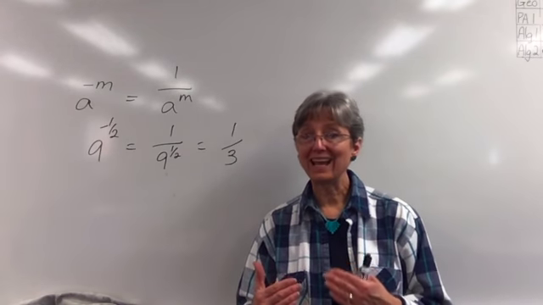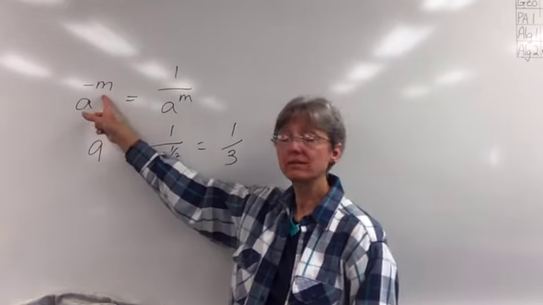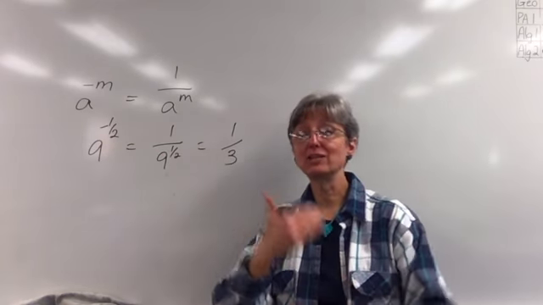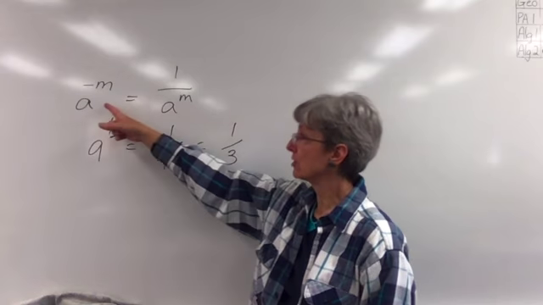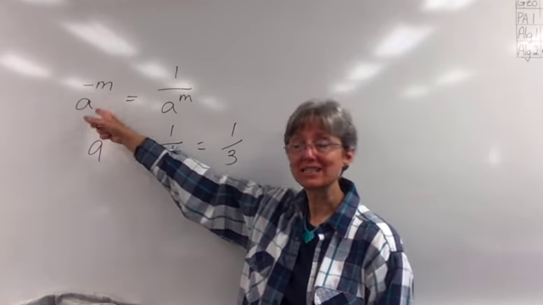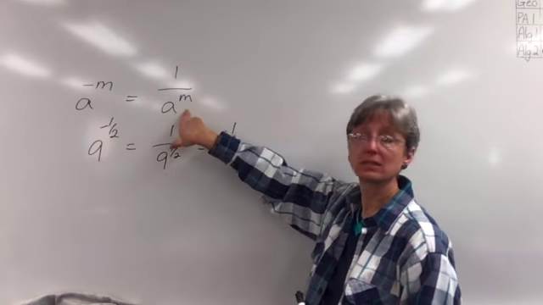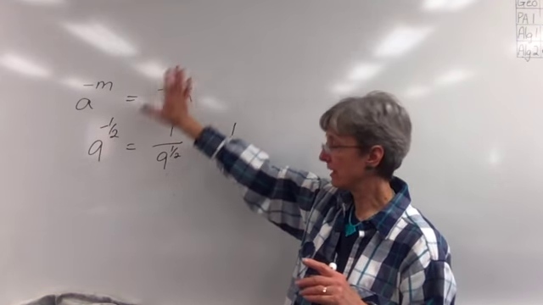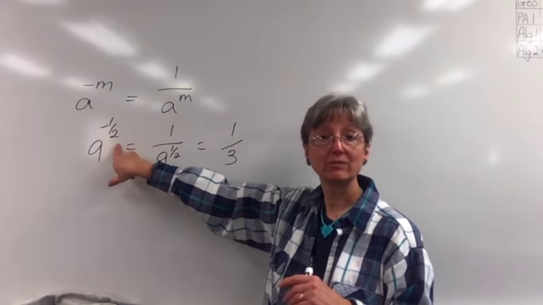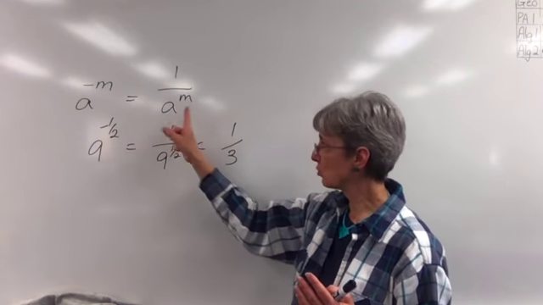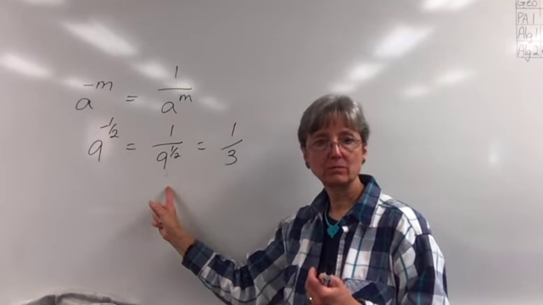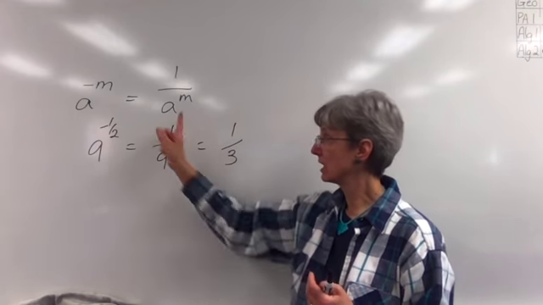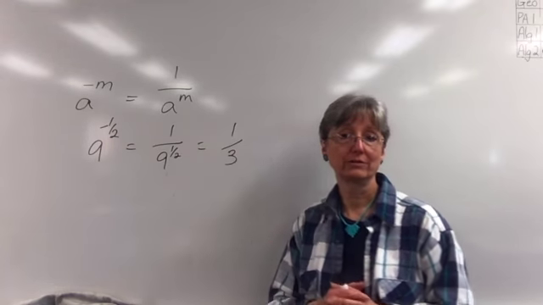Remember that when we have a negative exponent, the negative exponent is saying, help, help, I'm on the wrong side of the fraction bar, right? You need to invert it. So a to the power of negative m is the same as 1 over a to the power of m, and then the negative disappears. In a number, like if I have 9 to the power of negative 1/2, that means 1 over 9 to the power of 1/2. 9 to the power of 1/2 is 3, so this is 1/3.